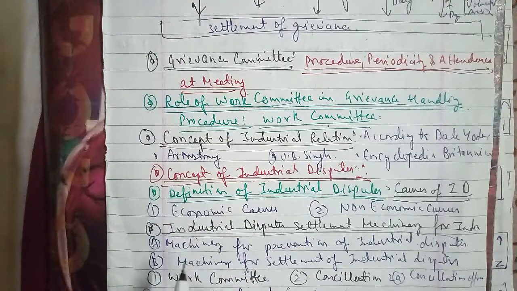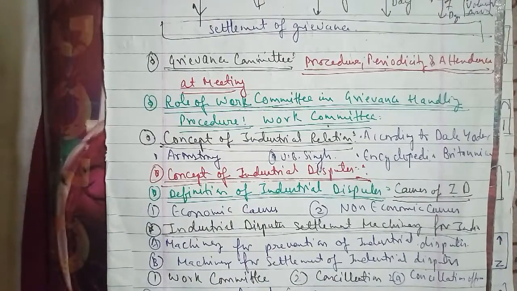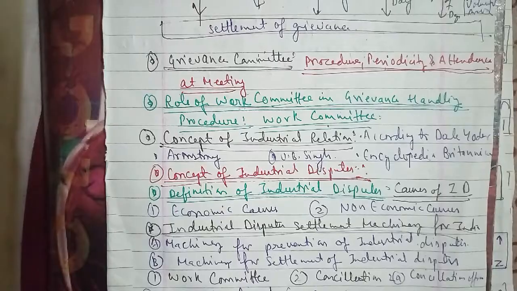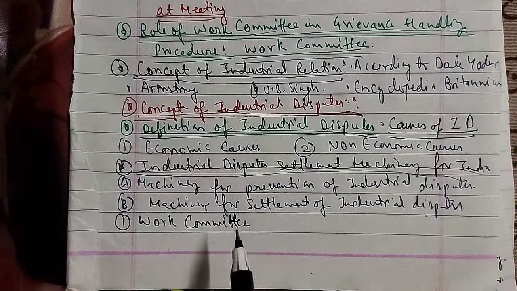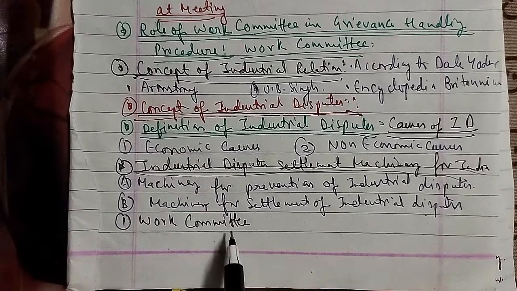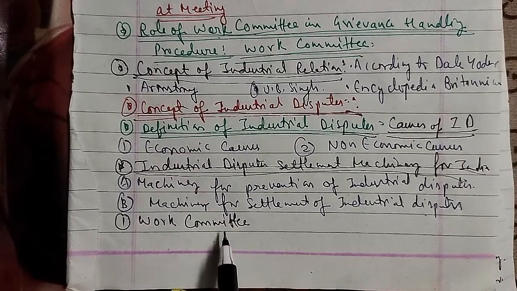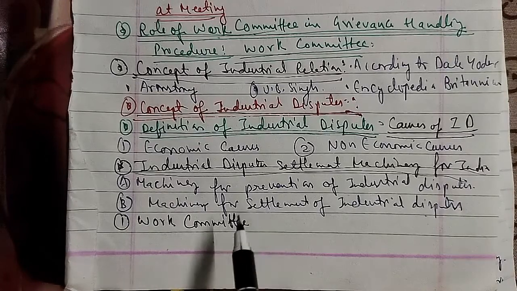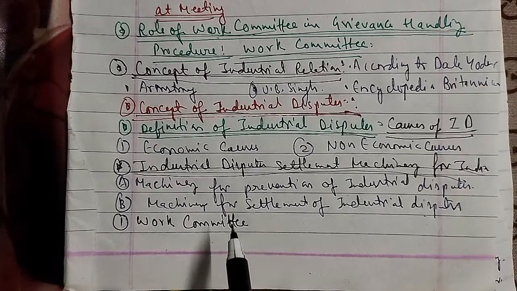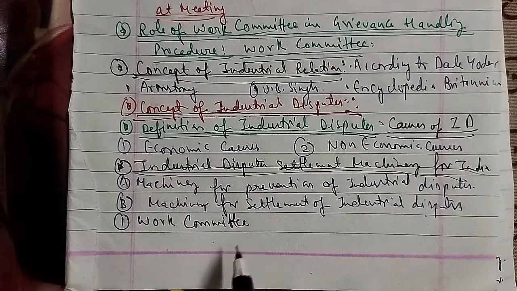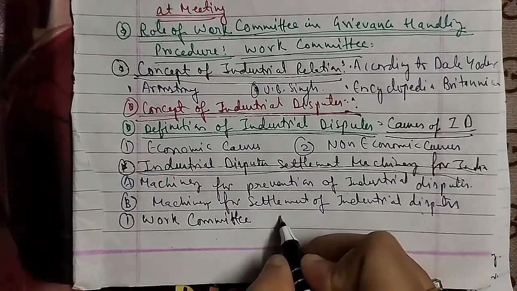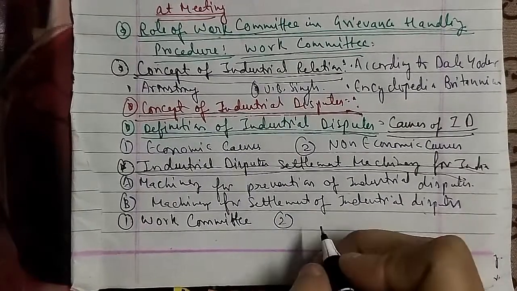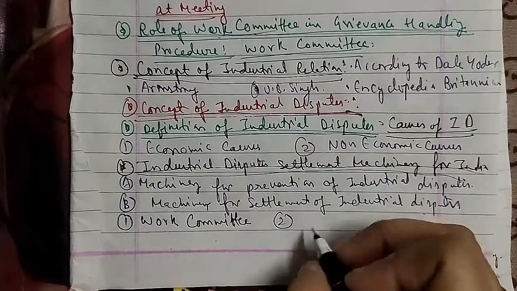This has been asked, and next we'll talk about conciliation. So in the works committee, as I told you, representatives are selected in consultation with the registered trade union, and the works committee will first try to settle disputes as well. We'll talk about the second one, which is conciliation.